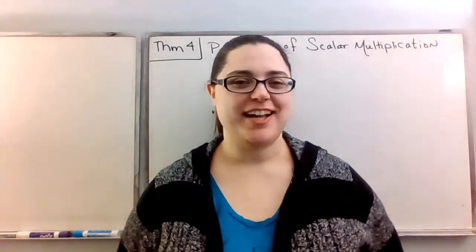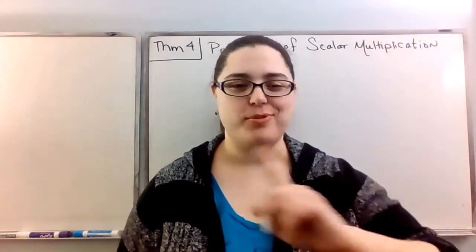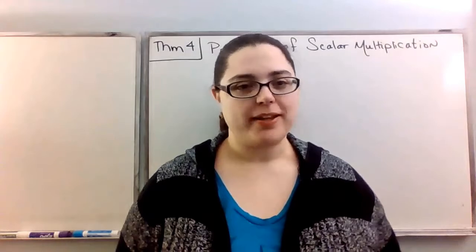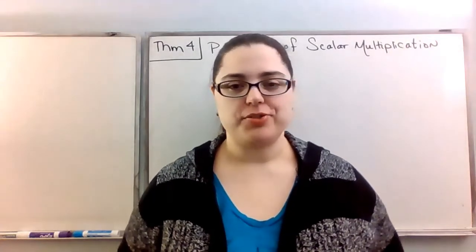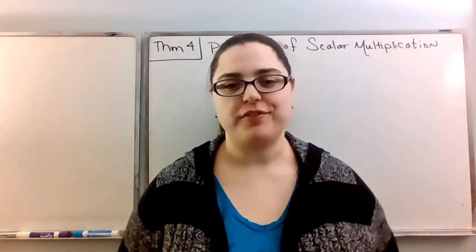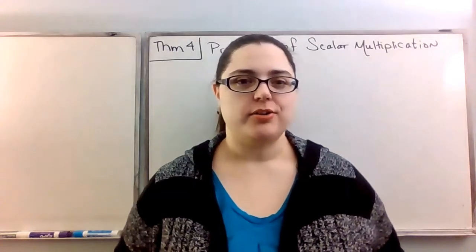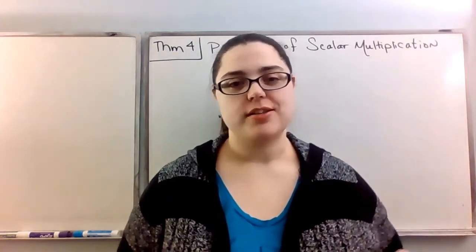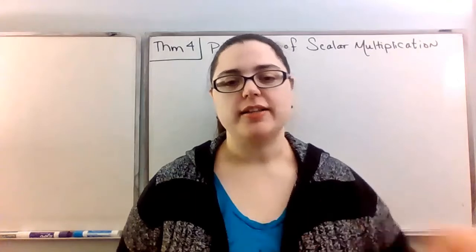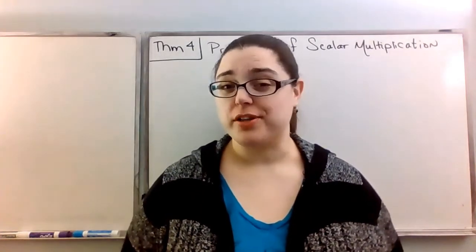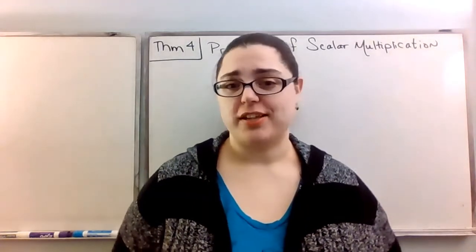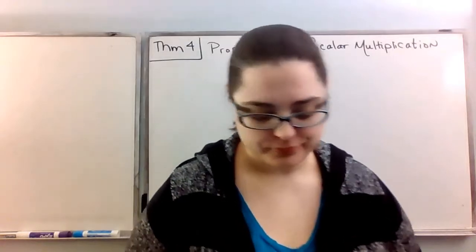Hello, today we're going to look at some more properties and one more proof. We're going to look at properties of scalar multiplication with matrices, and then we're going to prove one of those properties together. So we're going to look at four properties. Let's begin by setting the stage and letting us know what our variables are going to be for this theorem, and then we'll state those four properties.